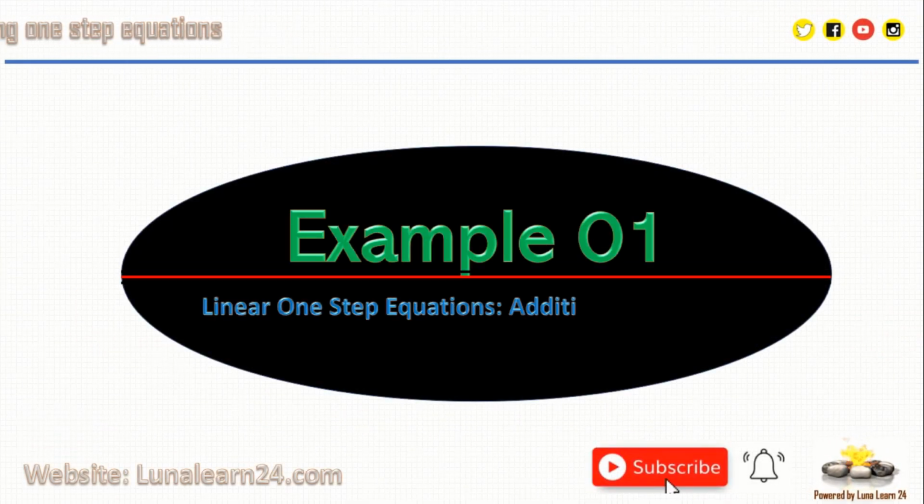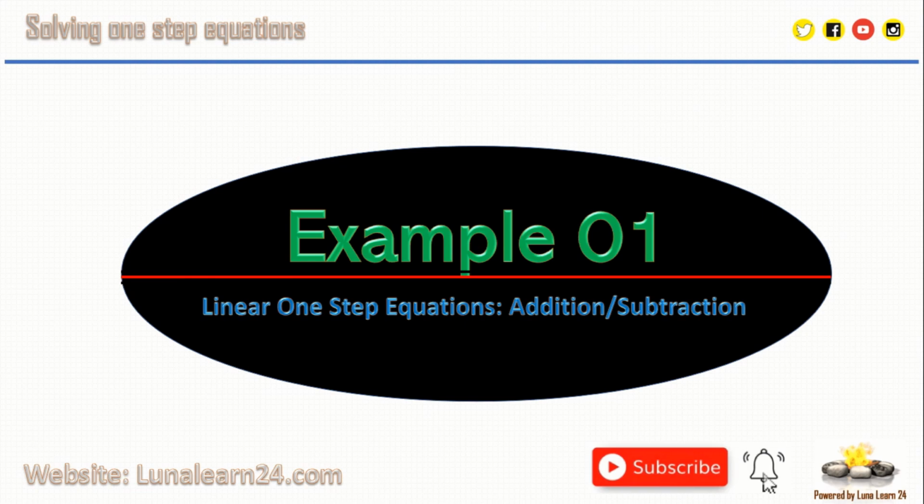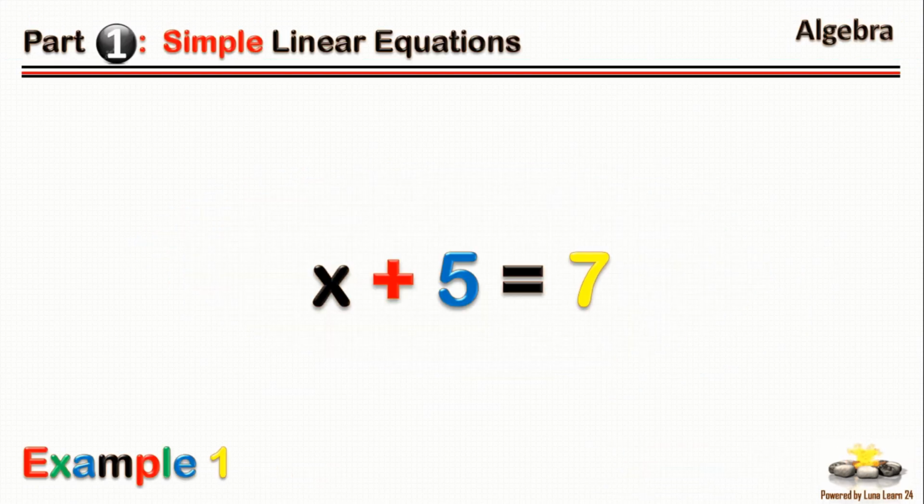Let's start with an example. Solve the equation x plus 5 equals 7. This is an example of a one-step equation. To solve this equation, the first thing that is preventing us from obtaining the value of x is this plus 5 that has been added.